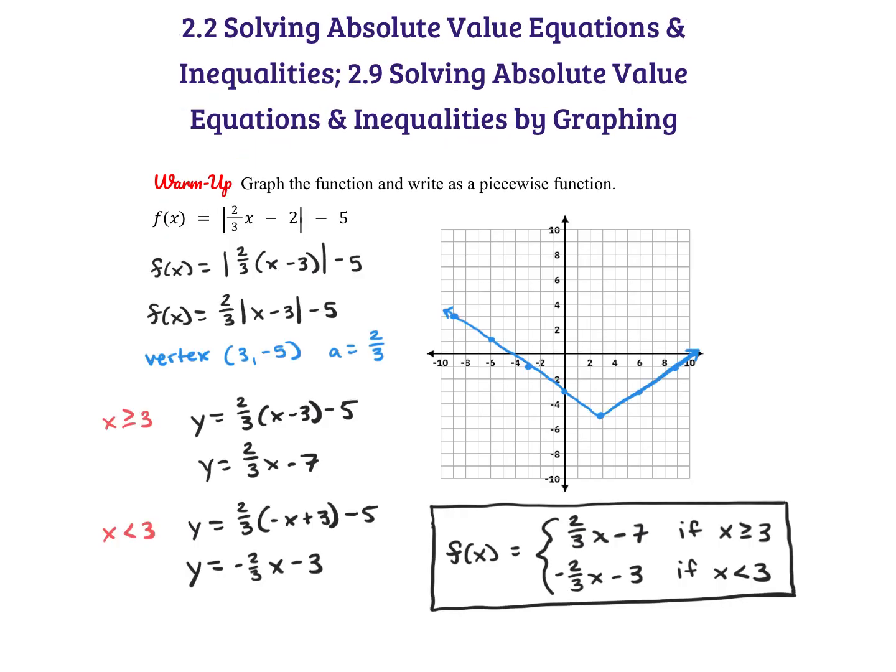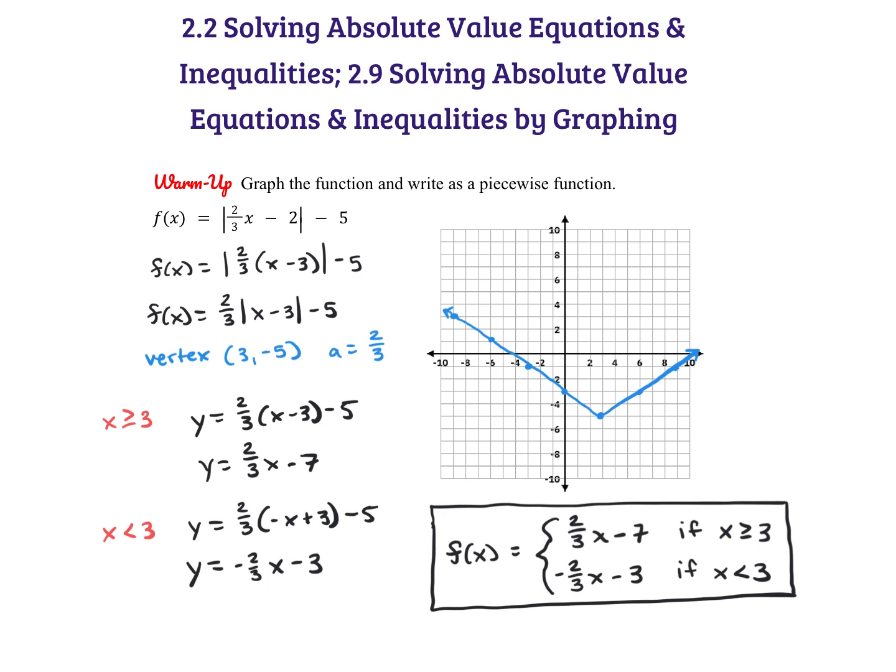All right, go ahead and take a look. So you'll notice here before I started graphing, I factored out the 2/3 within my absolute value, and then I just simplified it out front. So this is a form that makes it much easier for us to graph. So I can see my vertex is at (3, -5), and then my slope to the right is 2/3. And the slope to the left of my vertex would be the opposite, -2/3.